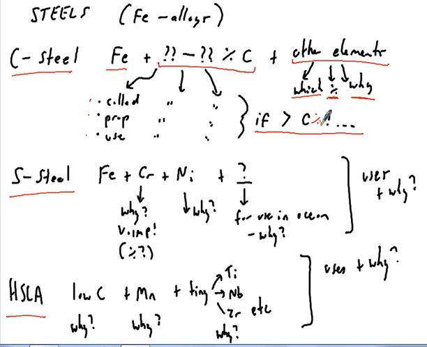The next type of steel is stainless steel. It's an alloy of iron, chromium, nickel, and sometimes something else. And the main thing you've got to talk about with stainless steel is particularly why we use chromium. What does the chromium do for the stainless steel? It makes it stainless, so you've got to talk about that in detail.